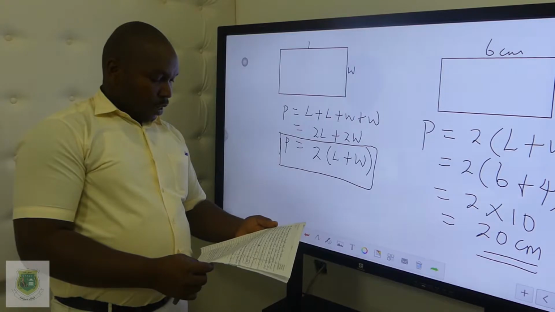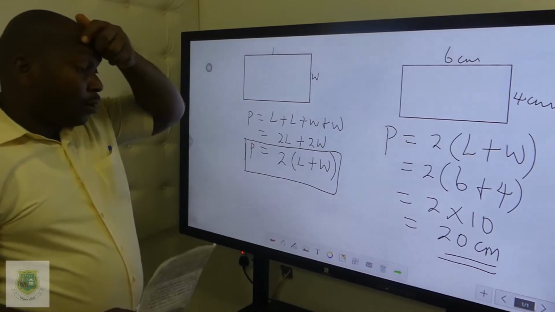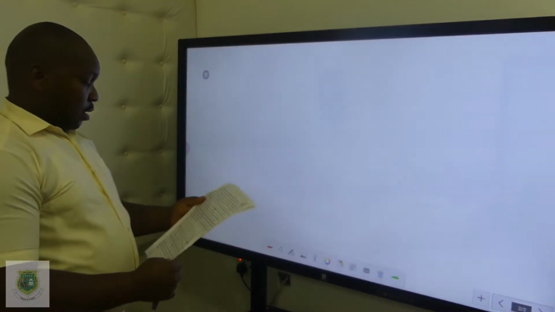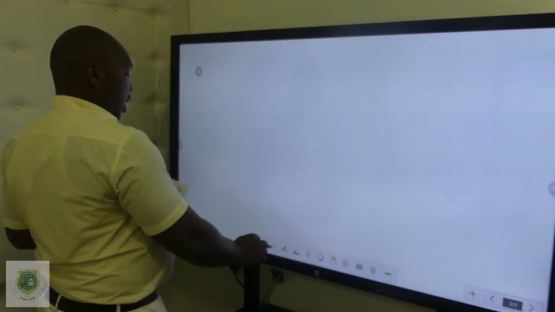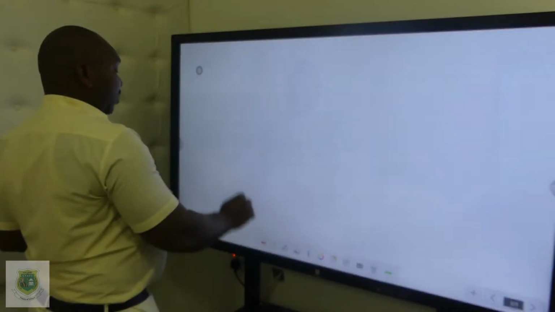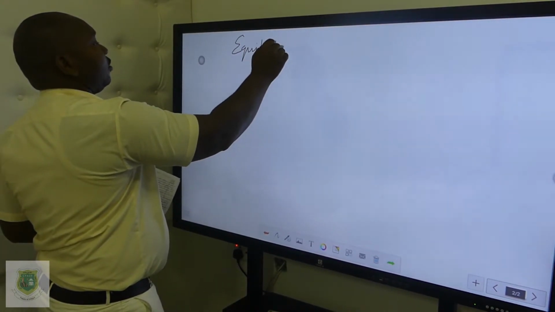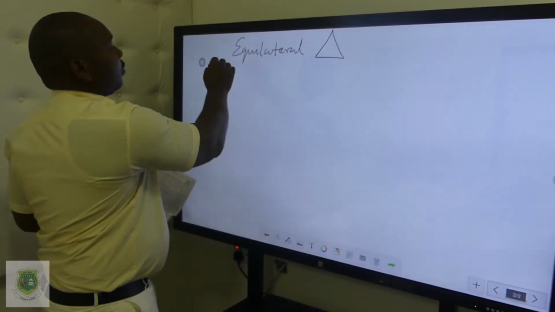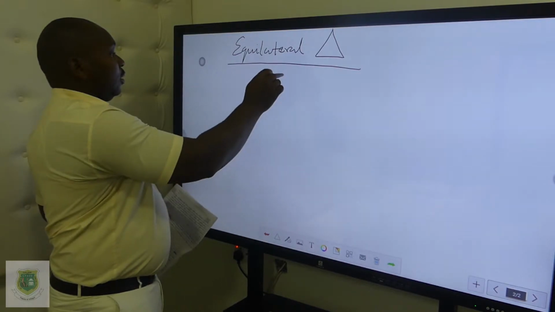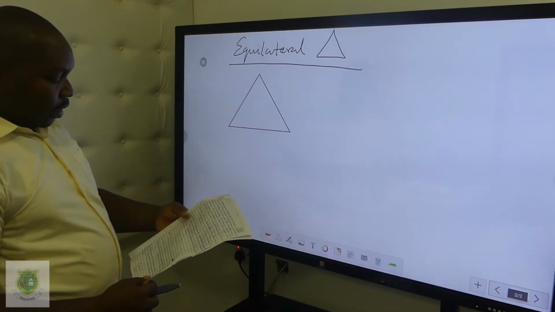Okay. Then another plane shape we are going to calculate now is the equilateral triangle. In our previous lesson, we talked about the equilateral triangle. This is the sign of a triangle, equilateral triangle. It is a triangle with all sides equal.